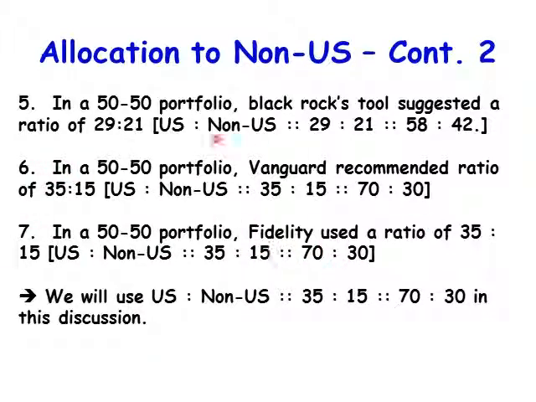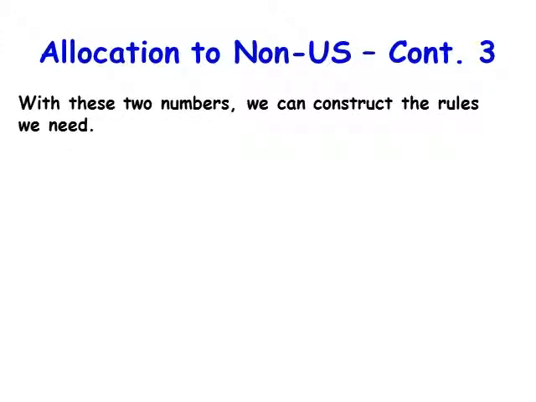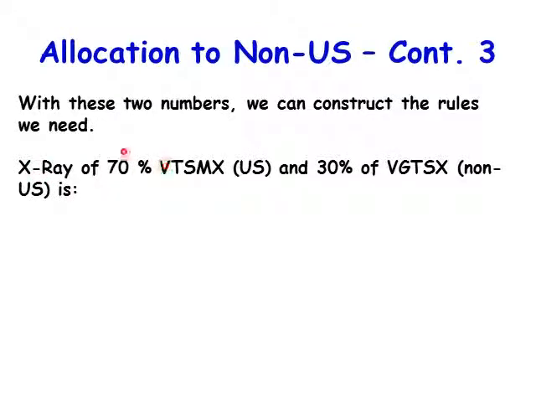So this is the consensus here, and that's what we will be using. We'll be using 70 to 30, 70% to US stocks and 30% to non-US. We will be using US to non-US of 35 to 15, which is also 70 to 30 in this discussion here. Okay, let's continue from here. With these two numbers, we can construct the rules we need.